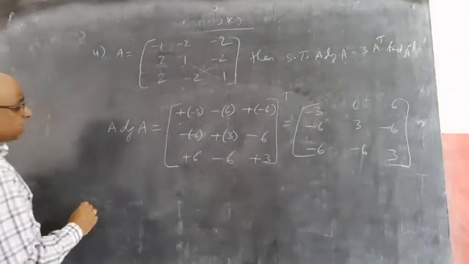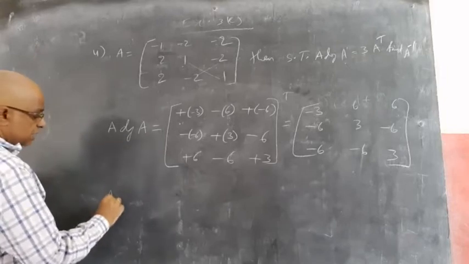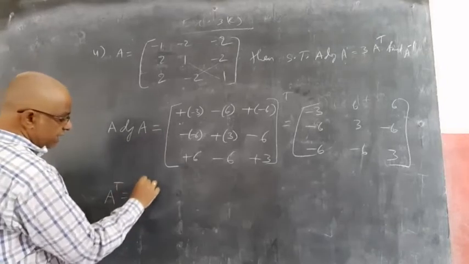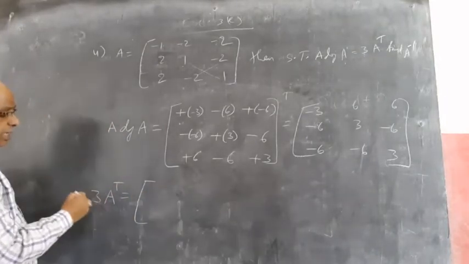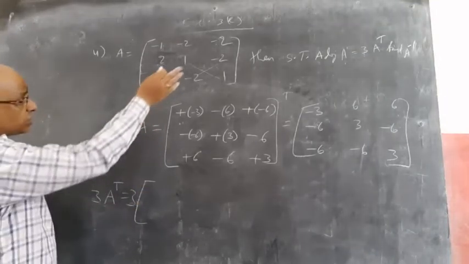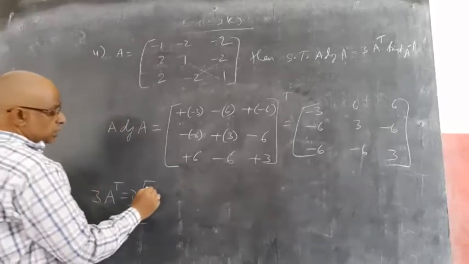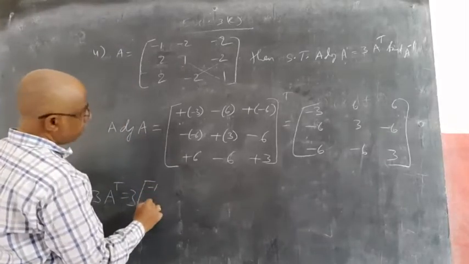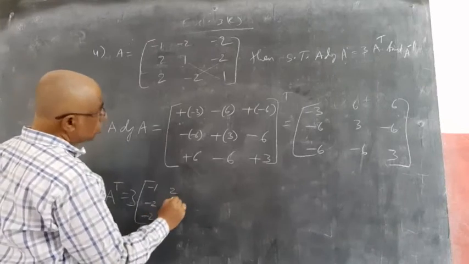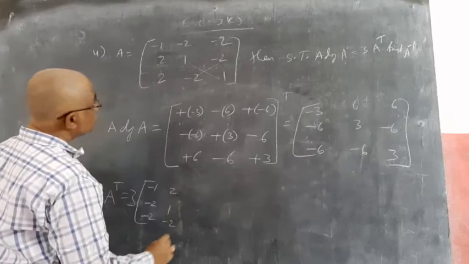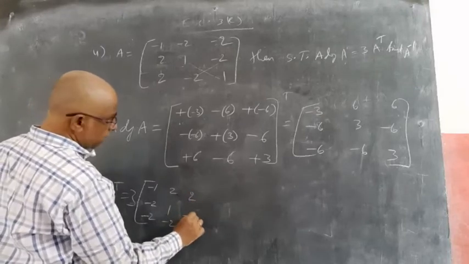Now I need A transpose and 3 times of it. First I will find A transpose. Means changing the rows into columns, and then 3 times A transpose. This becomes minus 1, minus 2, minus 2. And that is 2, 1, minus 2. And this is 2, minus 2, 1.